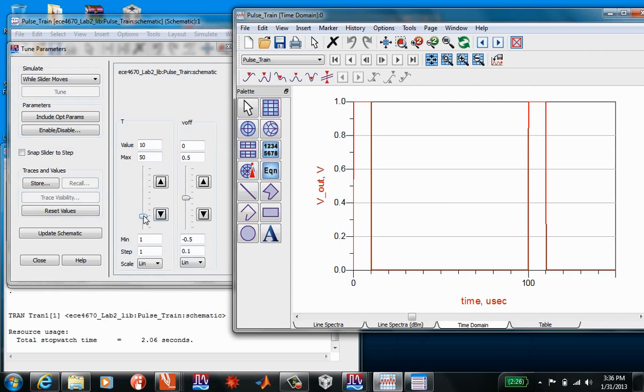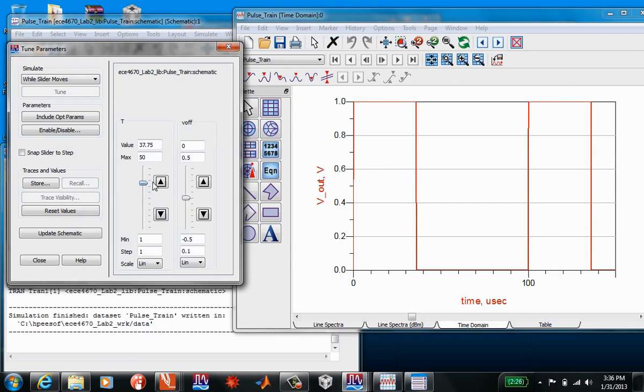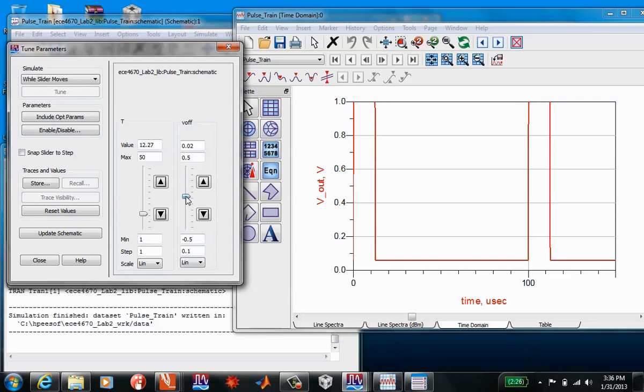So you can see there I'm just changing the duty cycle, right? And here I can raise and lower the waveform. So I want to leave it as the original pulse train, so I'll set it back to 0, is what I wanted to have it at.